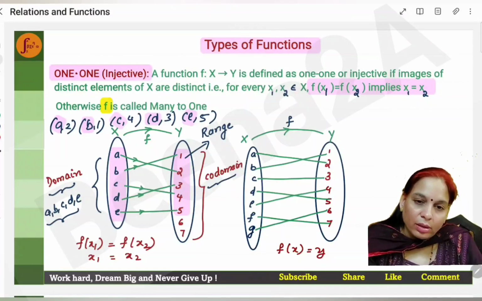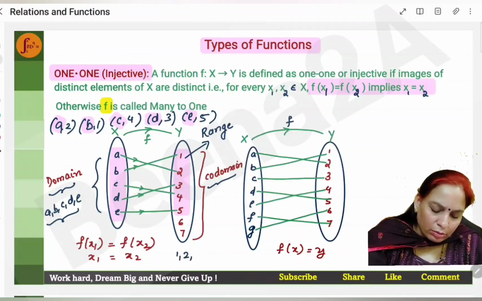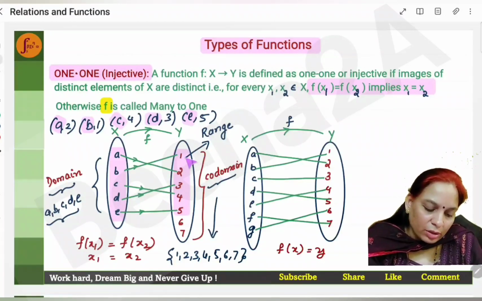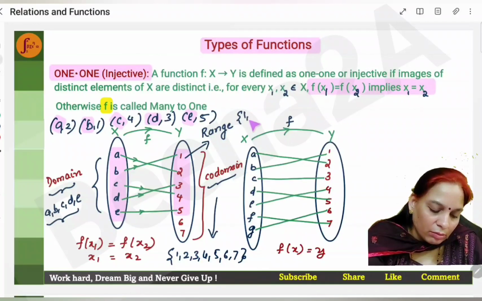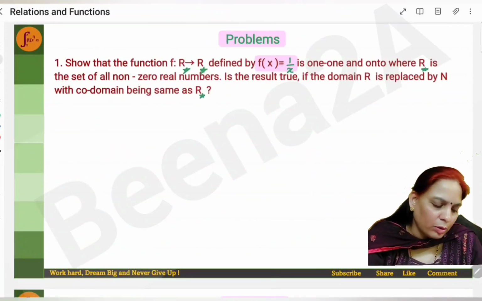What is codomain? Codomain is this entire set Y. So here the codomain is 1, 2, 3, 4, 5, 6, 7. And what is range? Range is 1, 2, 3, 4, 5. So now you see the difference between range and codomain. Codomain is the entire set Y and range is only those elements in set Y which are mapped to elements in set X. Now let's look at the first problem.